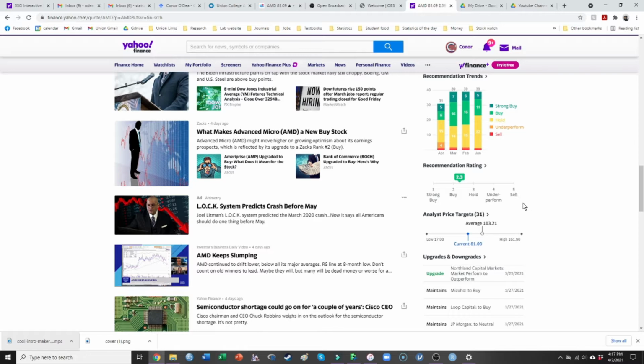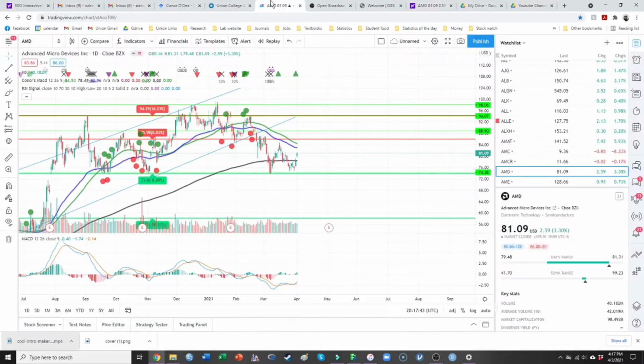If we look at the analyst price targets, they're rating AMD. Some people are putting it as low as 17, but some people are putting it as high as 161, with an average of 103. That is a lot of room for movement from the current price. That's a 20% increase is what people are expecting in the next year. AMD is a stock that I think could really boom, but it could also bust, and we have to keep that in mind. We're not going to win with every trade, but when we lose, we have to limit our losses.